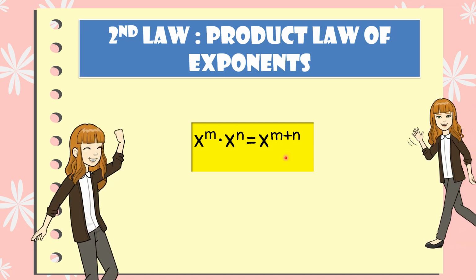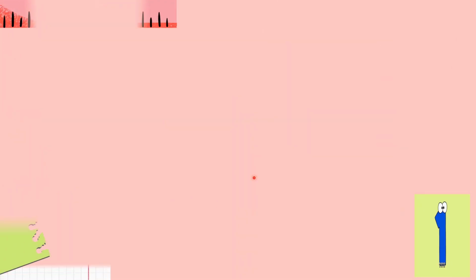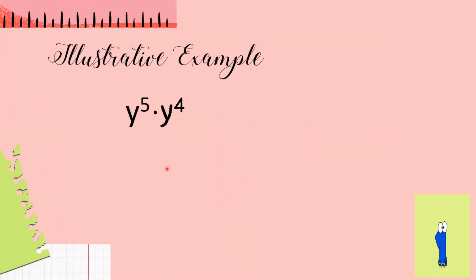Let's have some examples. y raised to 5 times y raised to 4. So we have the base, which is y, and we have the exponents 5 and 4. So we just add the exponents 5 and 4. So we get y raised to 9. So y raised to 5 times y raised to 4 is equal to y raised to 9.